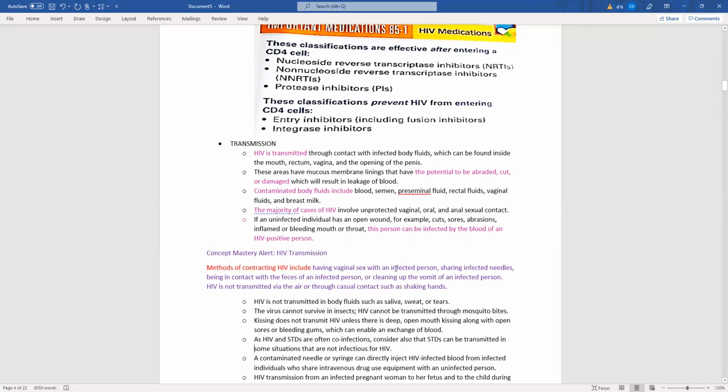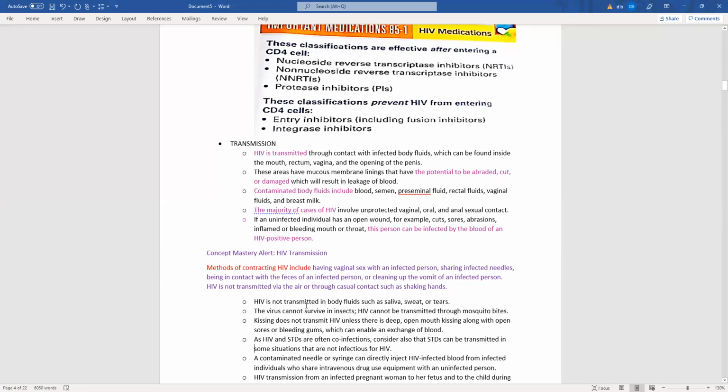Having vaginal sex with an infected person, that's A. Sharing infected needles, that's B. Being in contact with the feces of an infected person, that's C. Or cleaning up the vomit of an infected person, that's D. That sounds like a select all that apply.